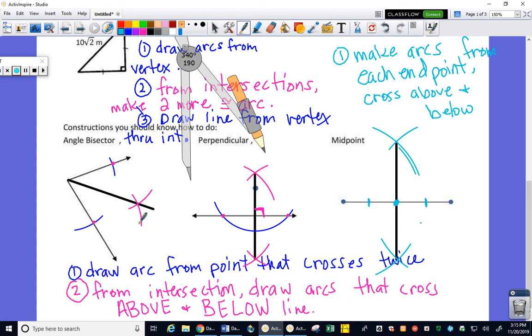So be able to replicate the steps. If I give you the first two steps, what are the next steps? If I give you the arc steps, what do you do next in order to finish this construction?